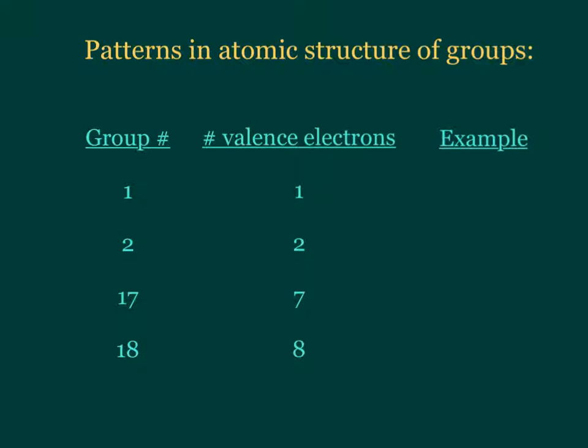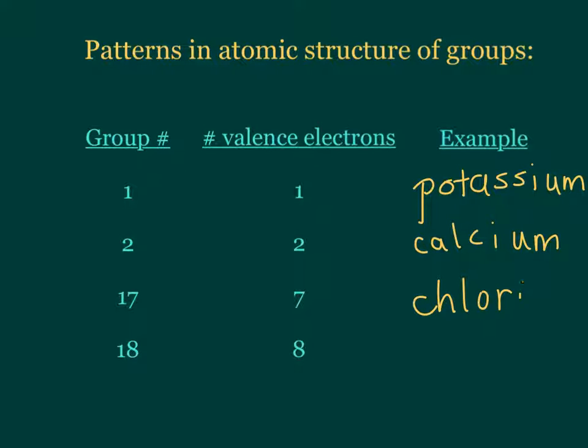There are patterns in the atomic structure of elements in some groups. All elements in group 1 have 1 valence electron. For example, potassium. Elements in group 2 have 2 valence electrons, for example, in calcium. Elements in group 17 have 7 valence electrons, for example, in chlorine. And elements in group 18 have 8 valence electrons, for example, argon.